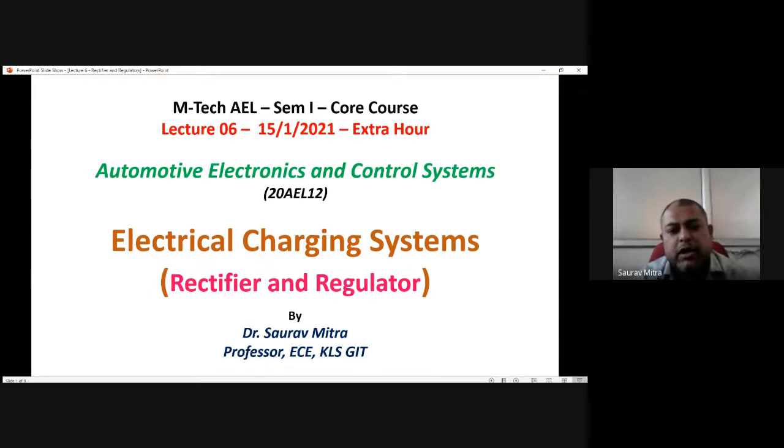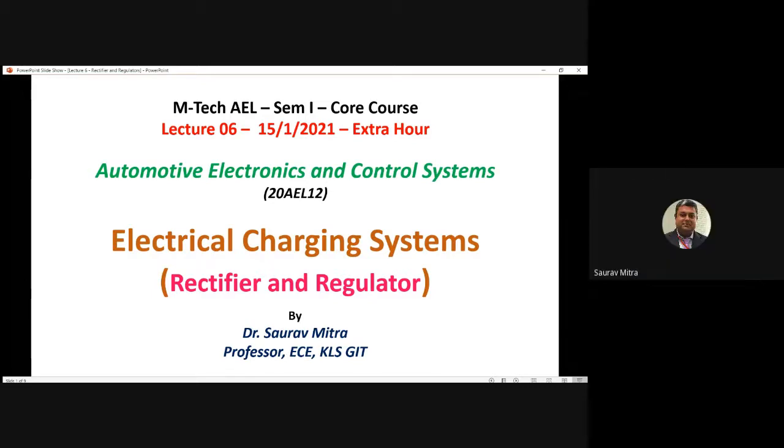So we have found that the alternator is producing a three-phase AC, but we know that for batteries and other electrical loads in the car, they are all kind of DC. So how this three-phase AC is converted to DC, why regulation is required, and how to do the regulation of voltage, we will see here today.